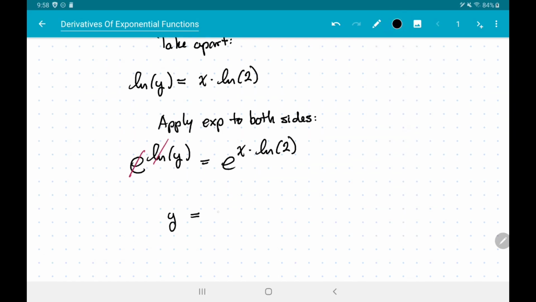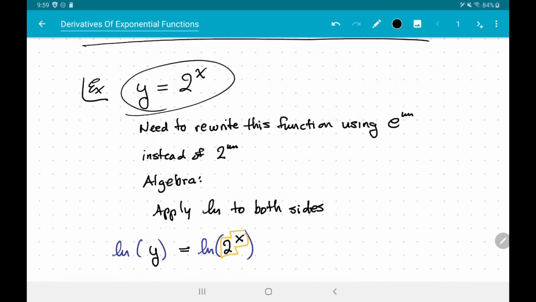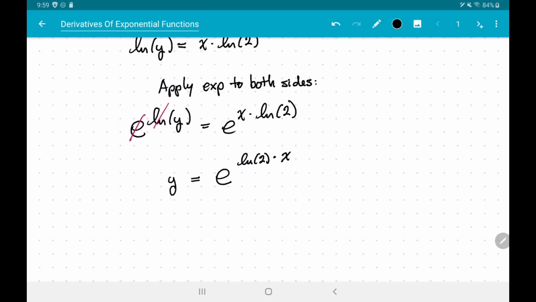And on the right, I'm going to leave this as e to the, well, at this point, let me put this in more usual order, ln of 2 times x. So all I have done is to rewrite 2 to the x using several steps of algebra. This is the same function, but a different expression for it. And if you like, you can convince yourself of this. Try plugging in a few values, maybe 3 or 4 or 5 for x, and convince yourself that 2 to the x agrees with e to the ln of 2 times x.